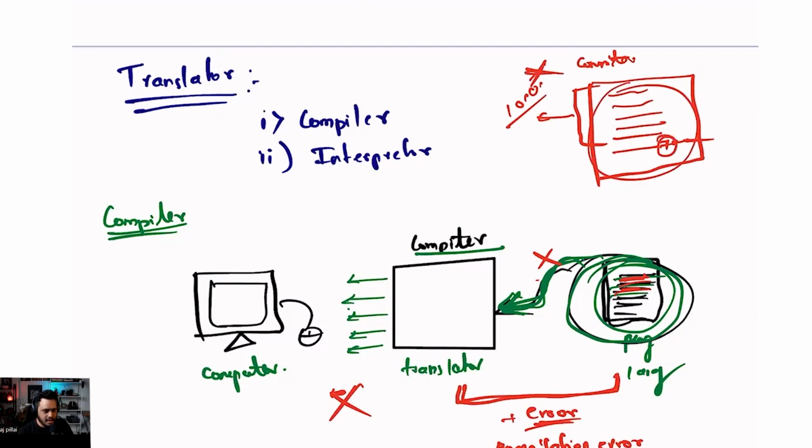Is this point clear to everyone? That means the entire code will be checked, not even a single line. The entire code is checked before compilation. Yes or no? Okay. Now, this is all about the compiler.